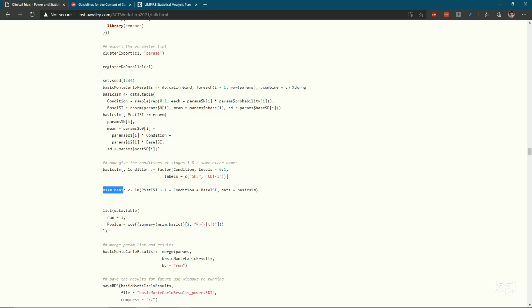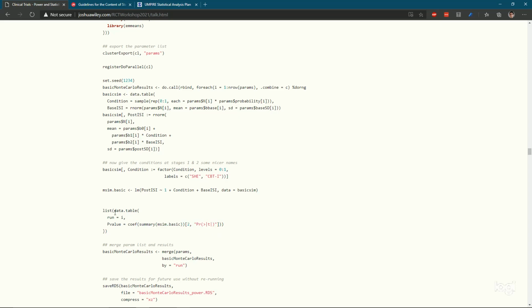I'll store that linear regression result in msim.basic. And then here comes my output. I'm just going to indicate what run it is, run i, so that'll first be 1, then run 2, then run 3, then run 4, all the way to 25,200. For the p-value, I extract it using this slightly complicated code: I get a summary of my linear regression model, get the coefficient table, and because I've looked at this before, I know that the condition effect comes on row 2, and I want the p-value column, which is labeled this, so I just put that in.